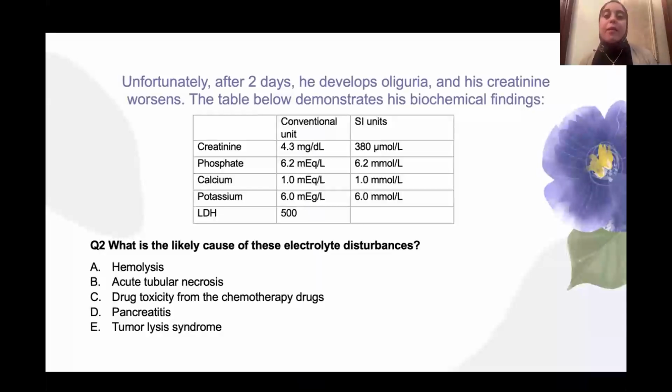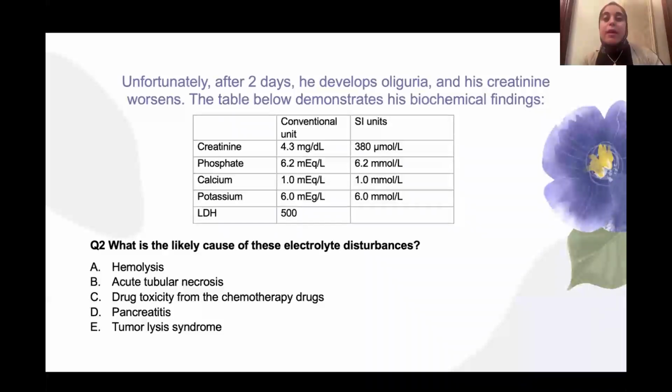His creatinine is now 4.3 milligrams per liter. The phosphate is 6.2, calcium is 1 milliequivalent per liter, and potassium is 6. The LDH is 500. So what do you think is the likely cause of this electrolyte disturbance? Could it be due to hemolysis, acute tubular necrosis, drug toxicity from the chemotherapy drugs, pancreatitis, or tumor lysis syndrome?